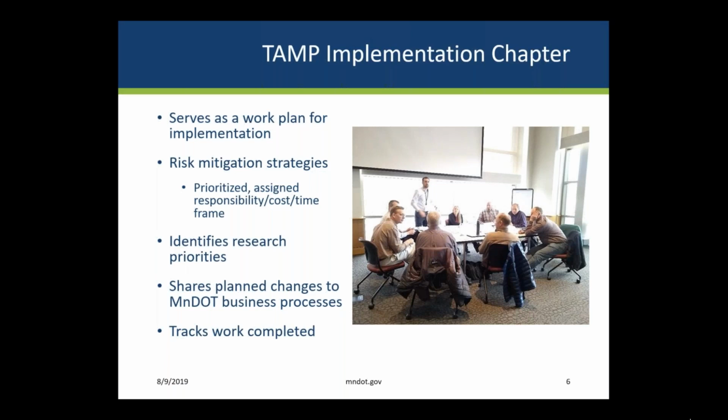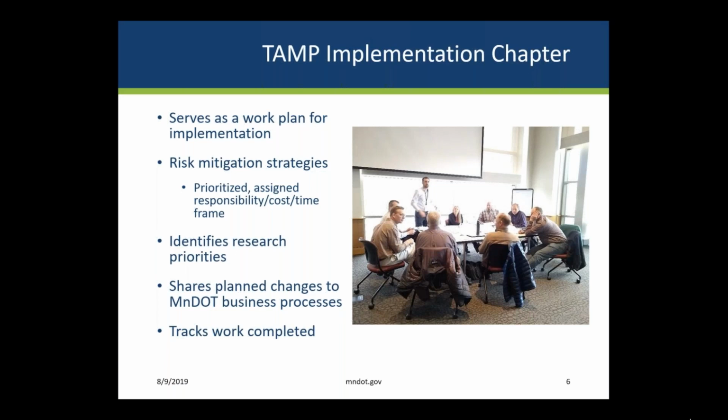Also, it identifies research priorities for the agency. One common research priority amongst assets is better understanding deterioration for assets beyond pavement and bridge, because that is something that's a little harder to predict. So that's kind of a big thing that we're going to focus on next.